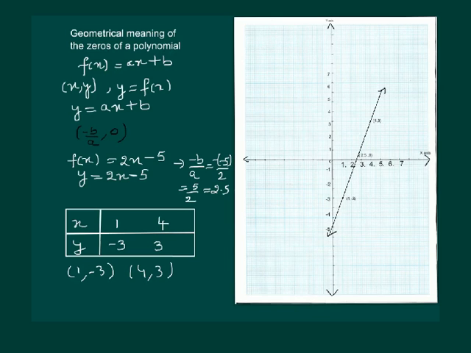Thus we come to the conclusion that the zero of the polynomial 2x minus 5 is the x-coordinate of the point where the graph of f(x) equal to 2x minus 5 intersects the x-axis. Hence we repeat, the zero of the polynomial is the x-coordinate of the point where the graph of f(x) intersects the x-axis.